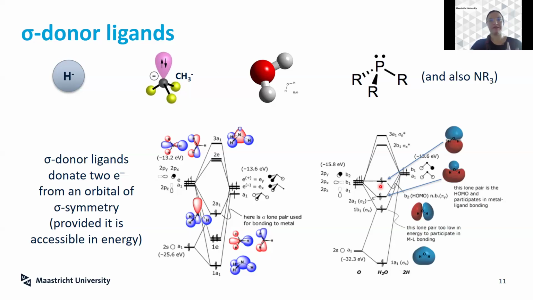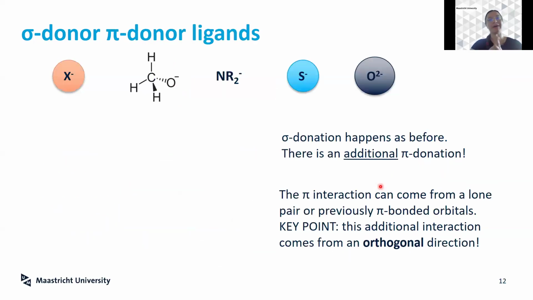Now, if this was with the sigma, you have a second option, which is sigma donor and pi donor ligands. Note that this is at the same time. So your ligand is doing both a sigma and a pi interaction. You cannot do a pi interaction without doing the sigma first. The pi interaction could come from the lone pair or another set of pi orbitals. So you could have something like any halide with a minus, sulfides, oxides and stuff like that.